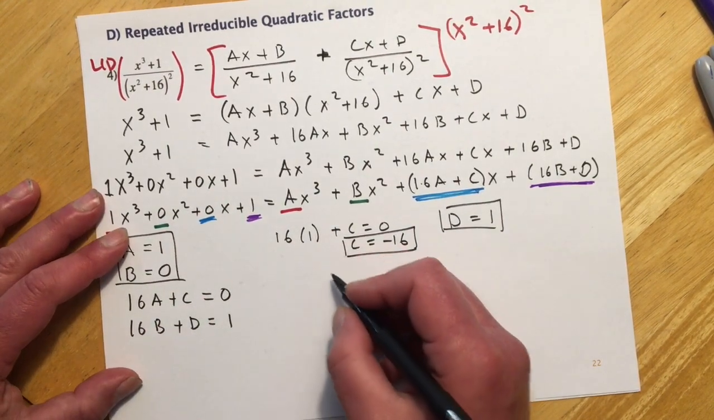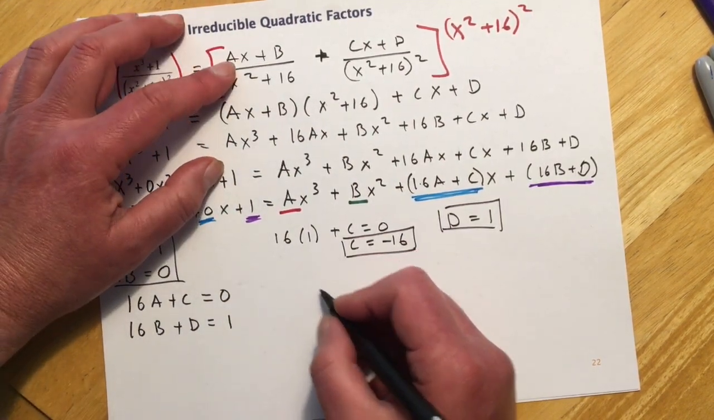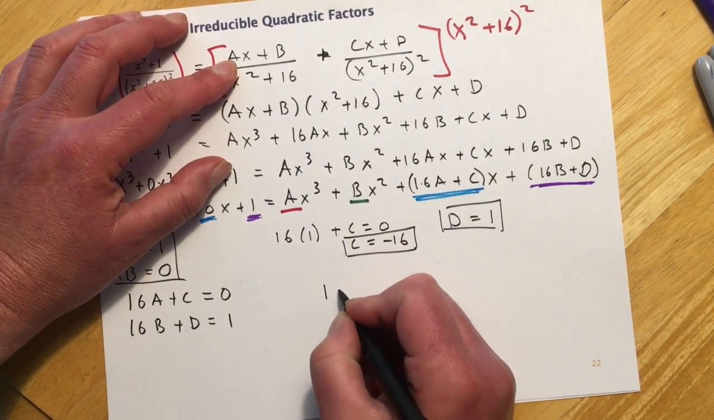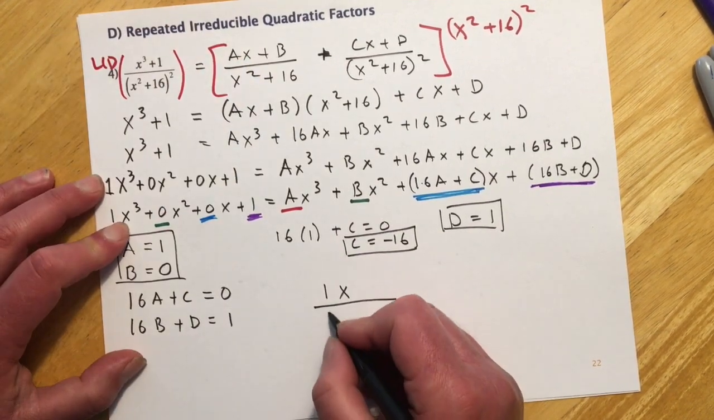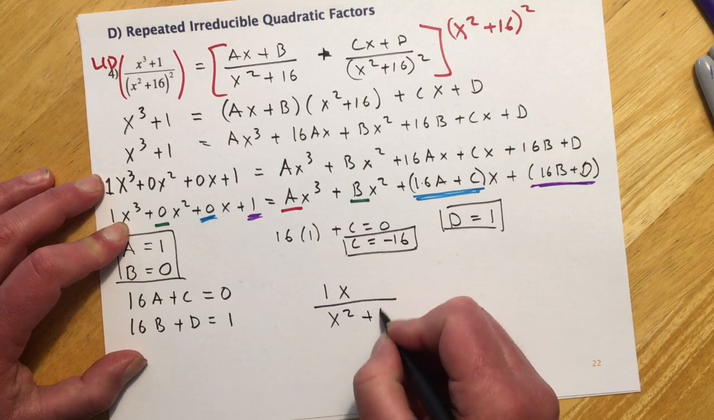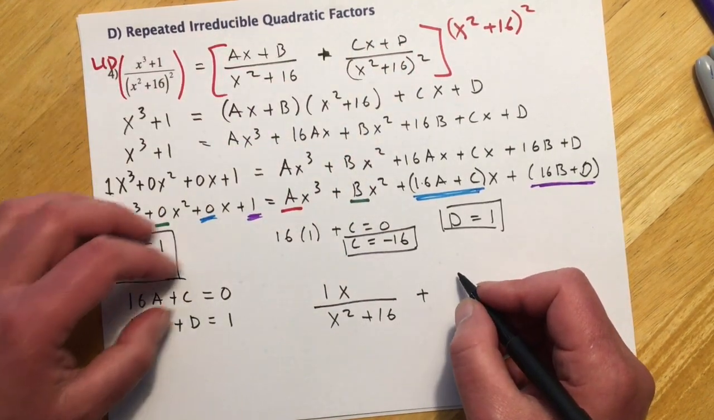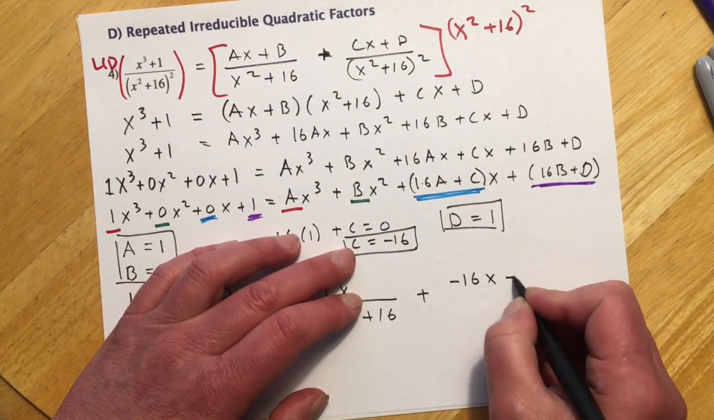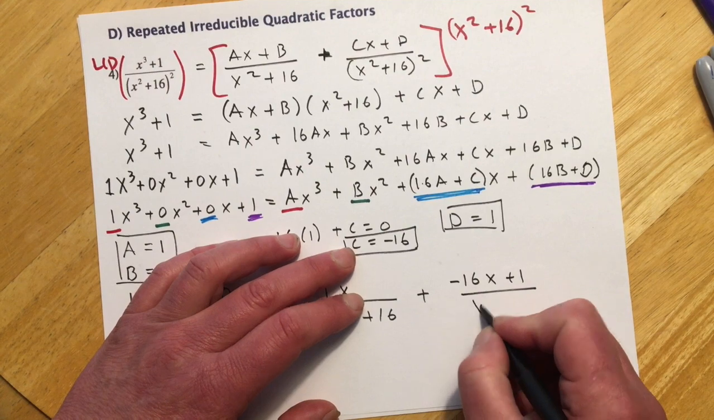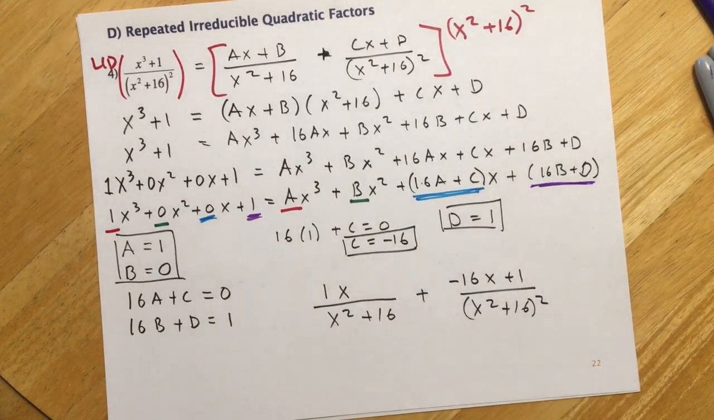So that's going to give me, to write out my answer, a is 1, so this would be x. I'll write 1x just for emphasis. B is 0, so I don't need that term, and that's over x squared plus 16. And then here, cx plus d, so that's going to be negative 16x plus 1 over x squared plus 16 quantity squared. And that wraps up partial fractions.